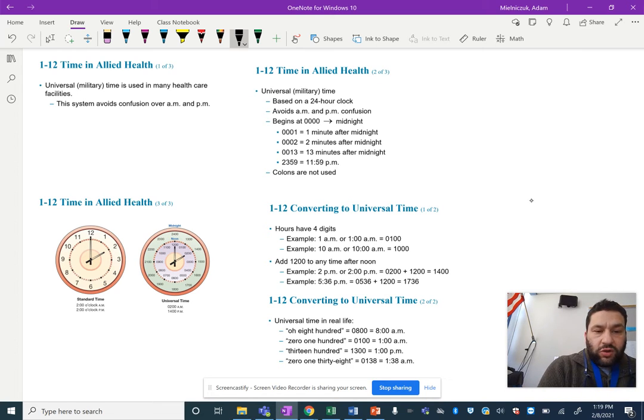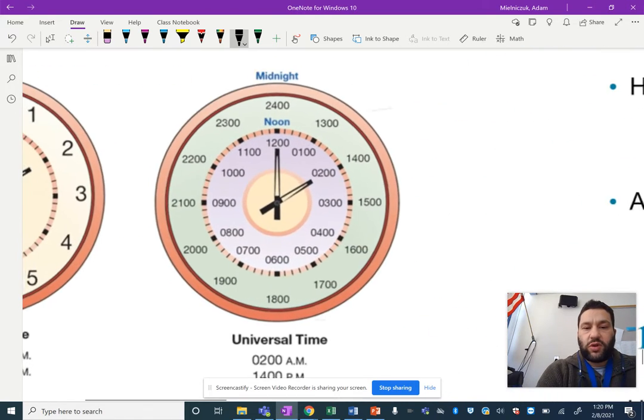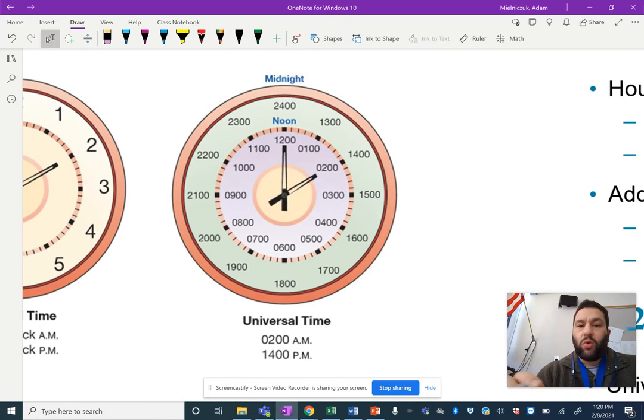So if we look at a clock in standard time, we could say that this is either 2 a.m. or 2 p.m., depending on where we were. In order to avoid that confusion, now we have universal time. So if we look at this clock, we can see the difference between 2 a.m. and 2 p.m. 2 a.m. would be 0200, because it's 2 hours past midnight, whereas 2 p.m. would be 1400, because it's a whole 12 hours plus another 200.